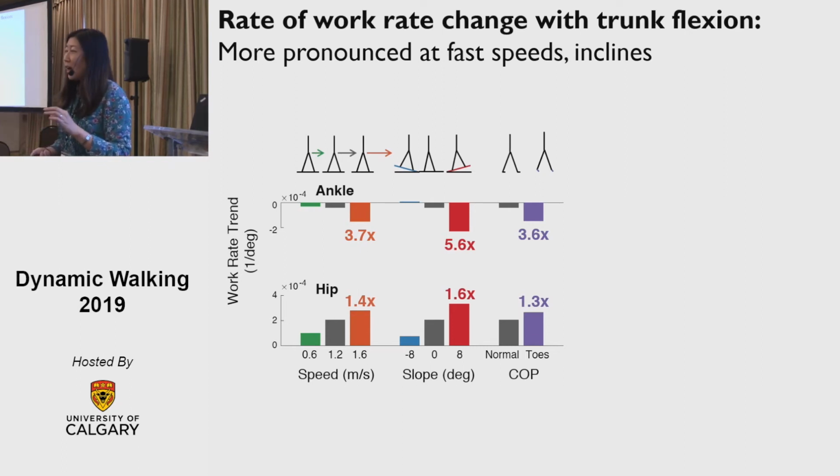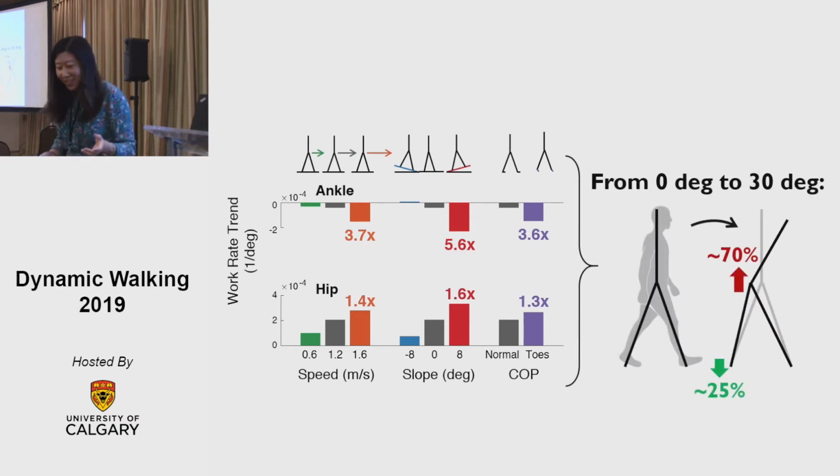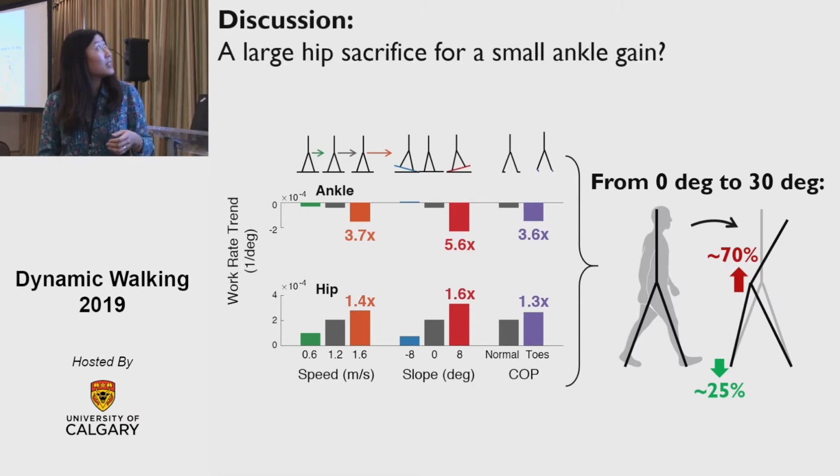But if you were to just compare the numbers between having a trunk at 0 degrees versus 30 degrees, which is a condition we had across all the trials, you'll see the story was actually different. You get on average a 25% decrease in your ankle work rate, but a 70% increase in your hip work rate. At first I thought, I don't know what's going on here, but there are maybe a couple of reasons. So there's a large, maybe a hip sacrifice, seemingly, where you put a lot in your hip and then you get a little gain in your ankle.